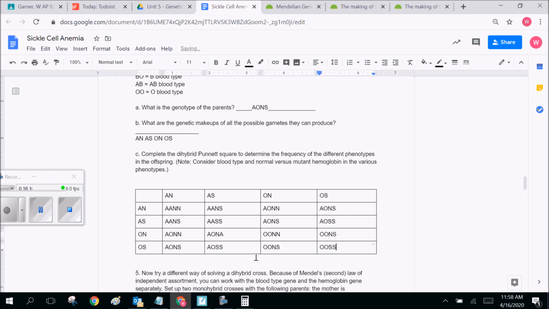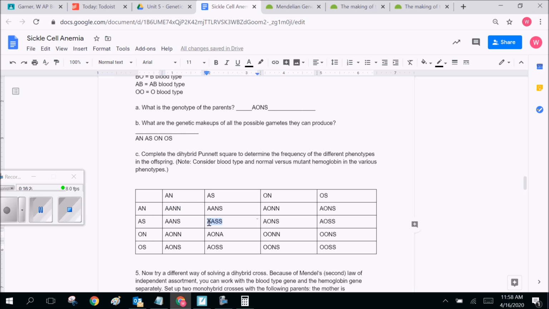AOSS. Okay, so I probably made some mistakes. I apologize for that. But we can see here a couple of different genotypes that are going to come out here. This person has an A blood type, and they have the normal red blood cells.